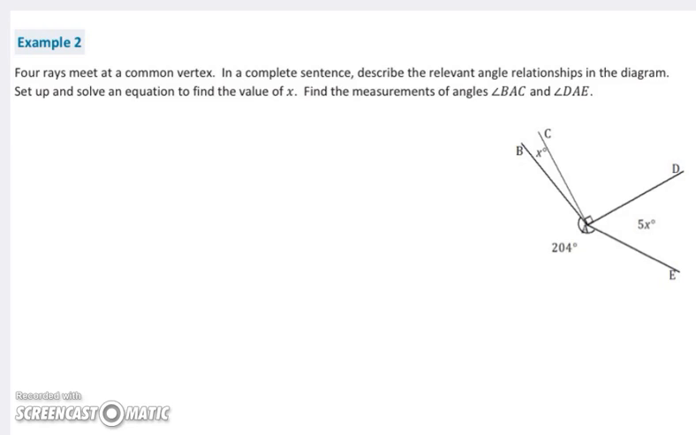We start with vertical angles. Do we see anything opposite here? I hope you said no. I don't see them either. Next, we can look for complementary.